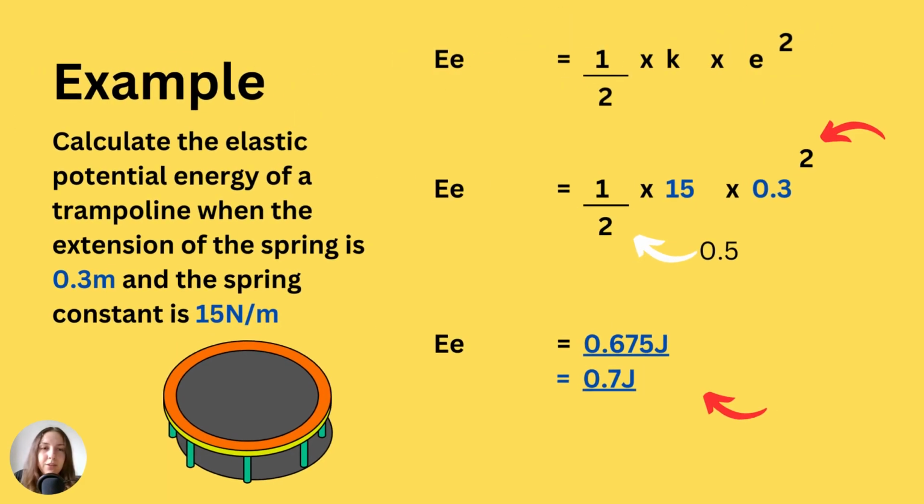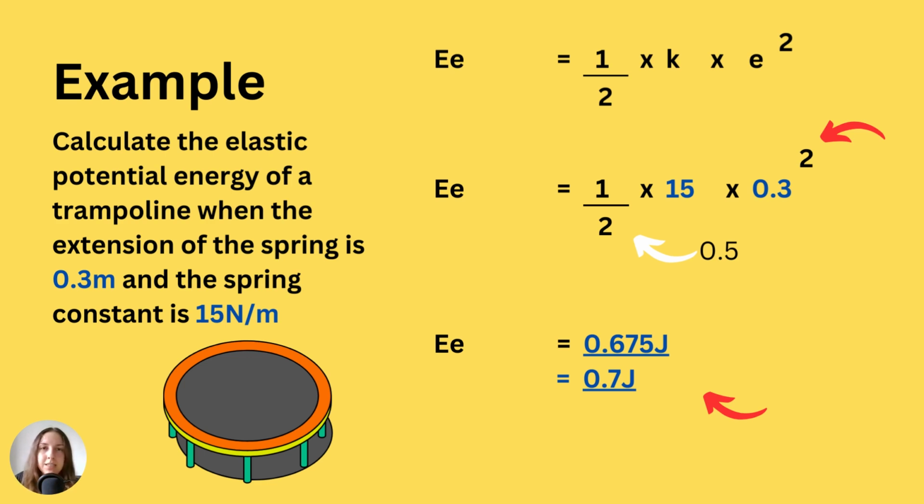An example then that we should be aware of, let's have a go. Calculate the elastic potential energy of a trampoline when the extension of the spring is 0.3 meters and the spring constant is 15 newtons per meter. So first thing you want to do in the exam, if you get a question like this, is highlight the key bits of information and write out the equation that you need. You then want to put the numbers into the correct space so it's underneath each other. You can see 15 is the spring constant k and 0.3 is the extension.